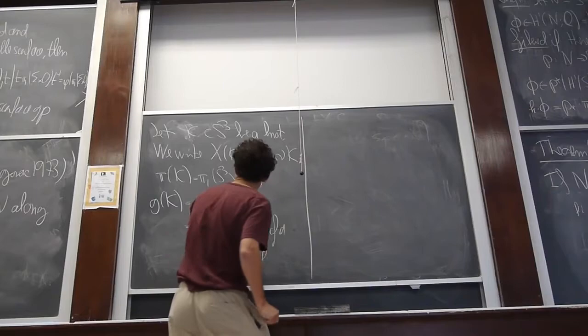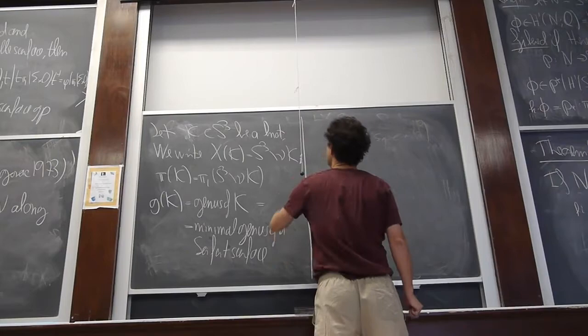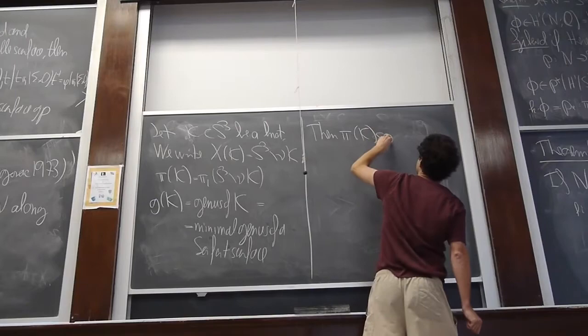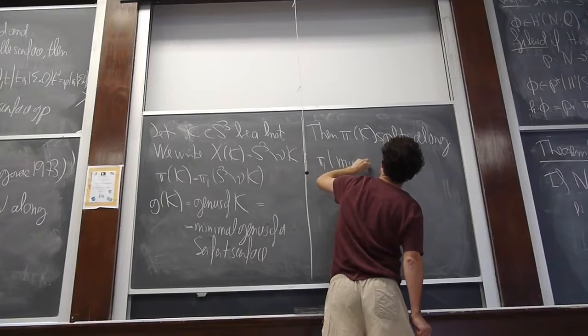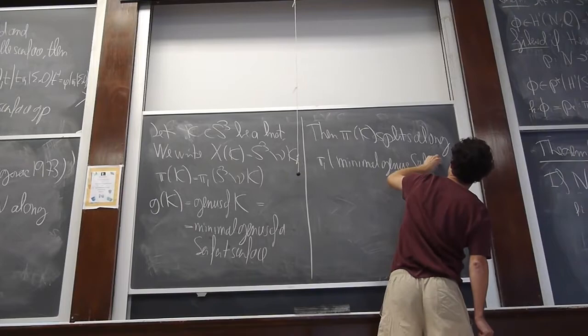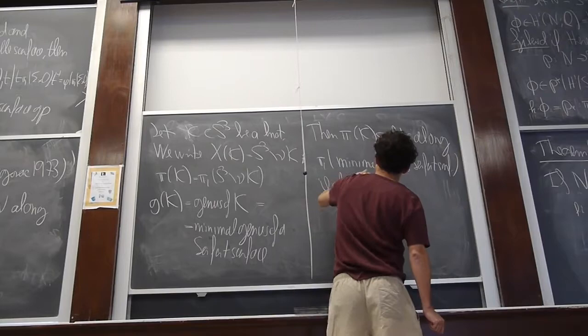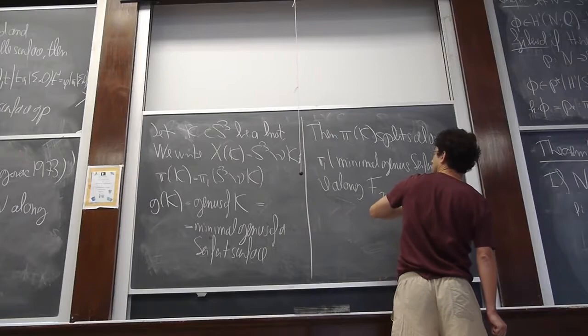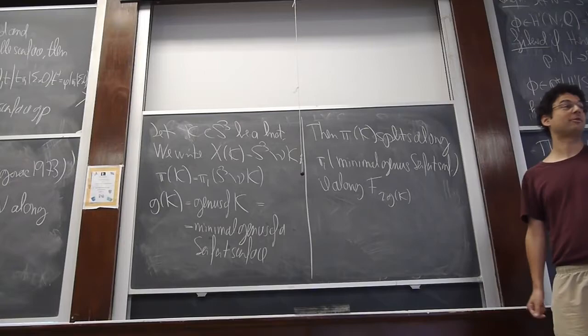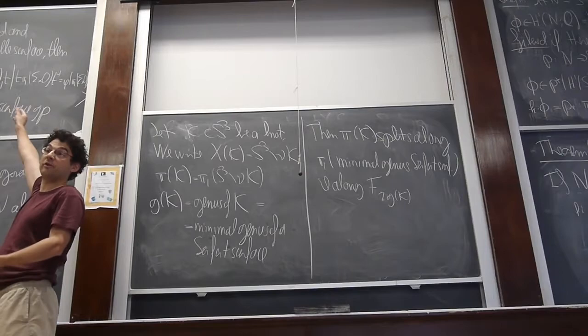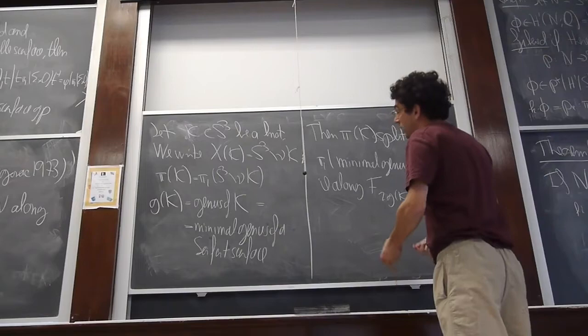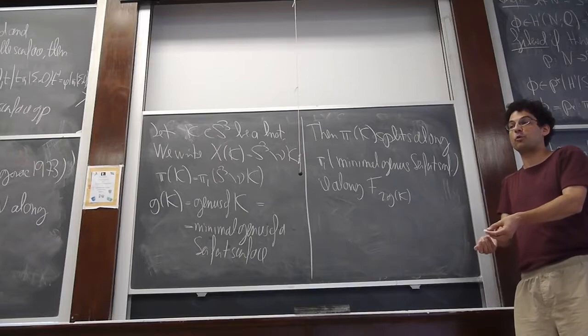Then pi_K splits along pi 1 of a minimal genus Seifert surface. Then it's also incompressible by the loop theorem. So nothing fancy, it's just exactly this type here, and the only thing you need is that this minimal genus Seifert surface is incompressible. And now you can ask, if you have a knot group and you split it along a free group, does it come from a Seifert surface?